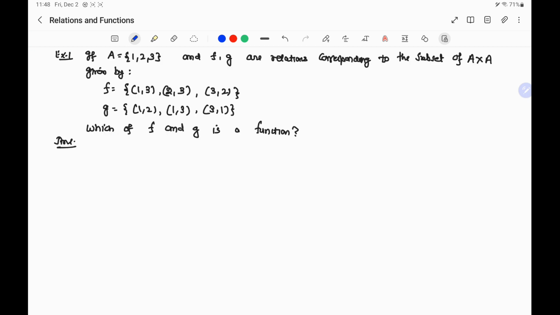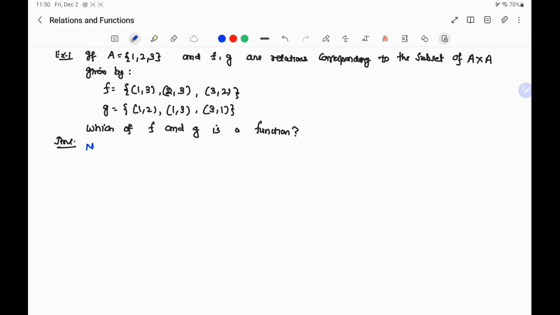Let's take some examples. First example is, if set A has elements 1, 2 and 3, and f and g are the relations corresponding to the subset of Cartesian product A cross A given by f equal to {(1, 3), (2, 3), (3, 2)}, while the relation g has the elements (1, 2), (1, 3) and (3, 1). Which of f and g is a function?